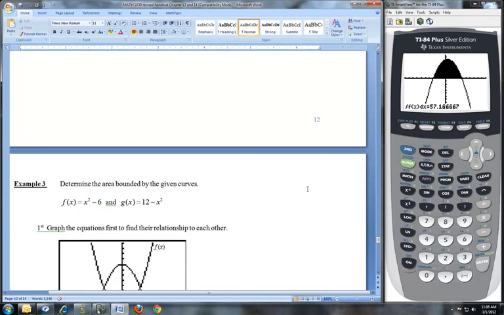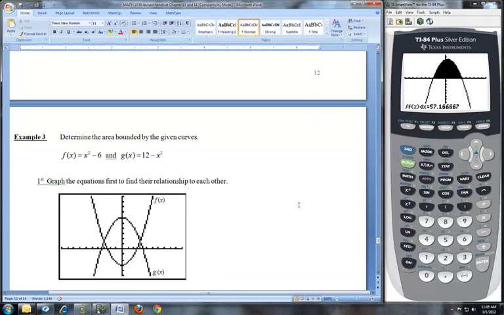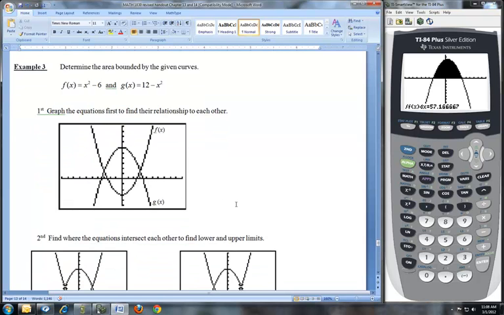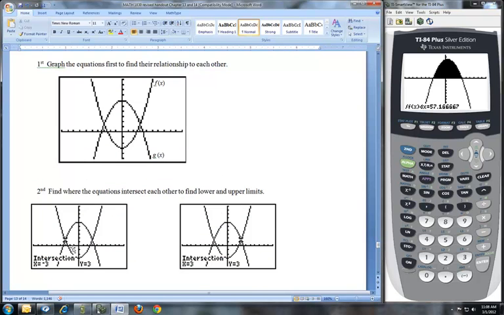Let's see. Got another problem. Determine the area bounded by the given curve. So I need you to graph those. Notice I'm not given an interval, so they do intersect. So see if you can find, make sure that this is f of x and this is g of x, and find out where they intersect. So pause me and go do all that. So you should have found out that they intersect on the left-hand side at negative 3, 3, on the right-hand side 3, 3.